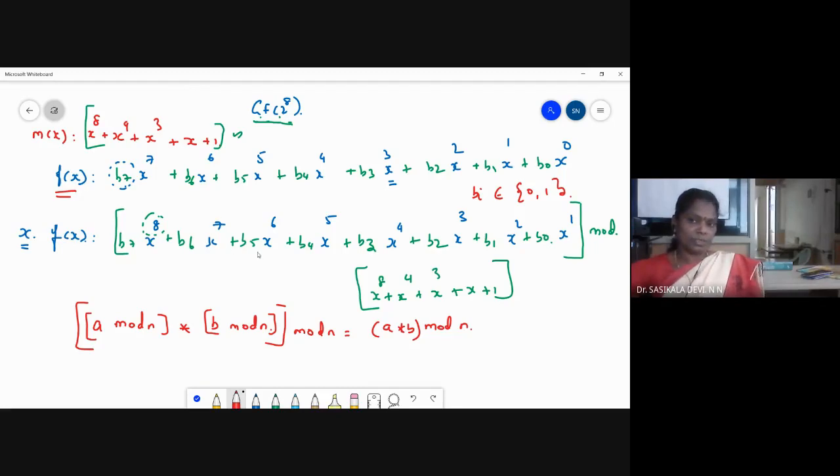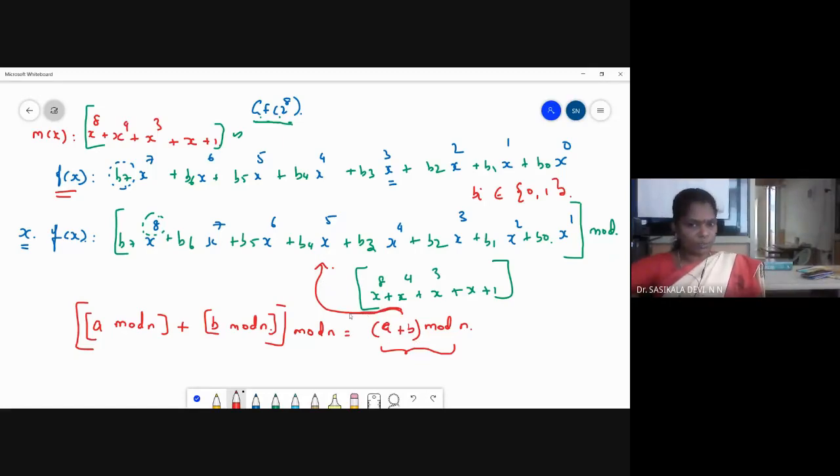Now, this side is to be matched with this. See, a times b mod n. Not multiplication, addition: a mod n plus b mod n. It's applicable for addition, subtraction as well as multiplication. All these three arithmetic operations are available for modular reduction. So a plus b mod n.